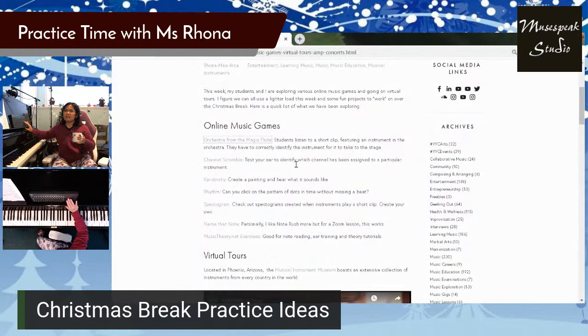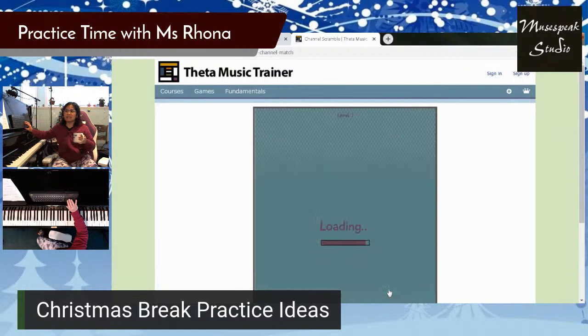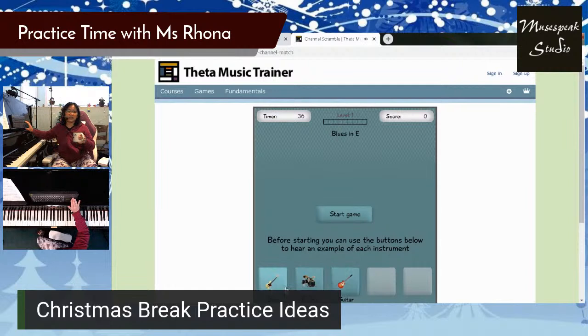There are a few other games, like there's this Channel Scramble. This one you'll definitely need sound on as well. It's neat. The students have to listen, because there's the three different instruments, and they each have their own assigned track. And then you have to identify which instrument is on which track on the mixer board. There are lots of games here, so if you head to Theta Music Trainer, there's lots of other games as well, according to my colleagues.